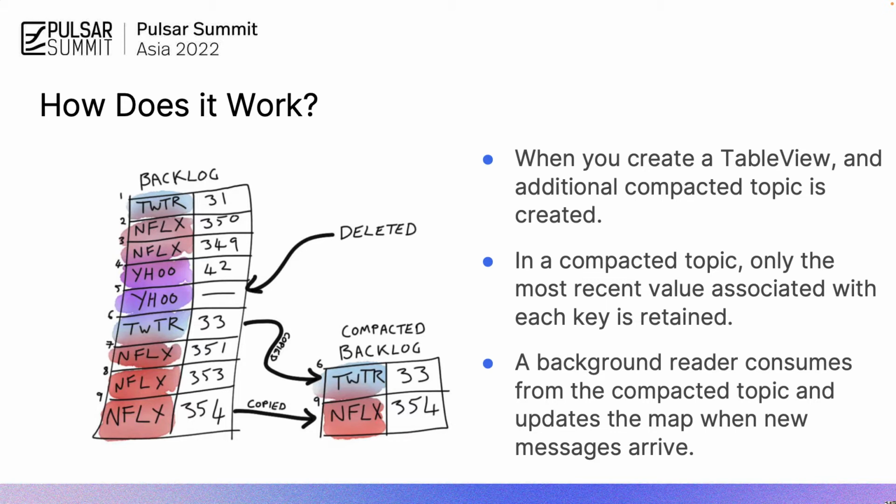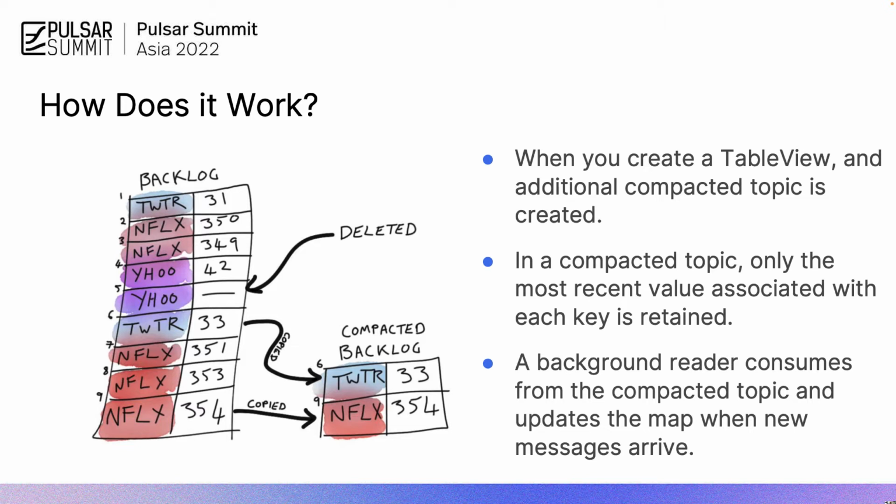So how does a table view work? When you create a table view, an additional compacted topic is created for the topic behind the scenes, and this is used to feed the table view with the most recent copy of each key's data. In Pulsar, when a topic is compacted, only the most recent value associated with each key is retained and the older values are skipped. This makes reading or scanning the topic more efficient for consumers who are only interested in the most recent value for each key, which is precisely our use case.